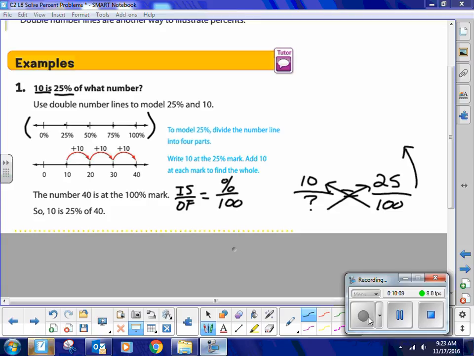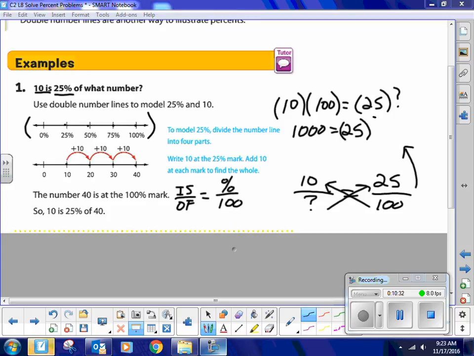I'm going to continue this up here. So you have 10 times 100, which is 1,000, is equal to 25 times the question mark, or whatever you're going to use as a placeholder for that number. Now, to get this 25 over to the other side of the equal sign, we have to divide by 25.